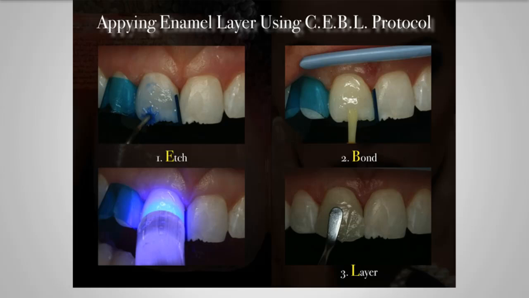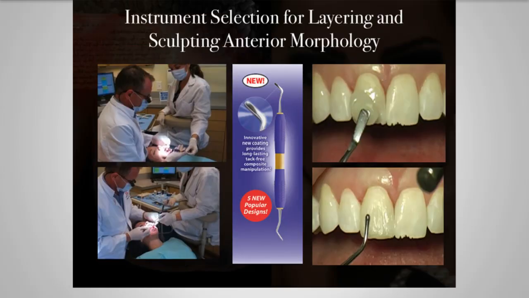Going to be rinsed, it's going to be bonded, and then we're going to layer or apply our enamel material and the enamel viscosity and shade that we've selected. But instrument selection is going to be key. Obviously, if we're looking at our choices out there, we have numerous ones.